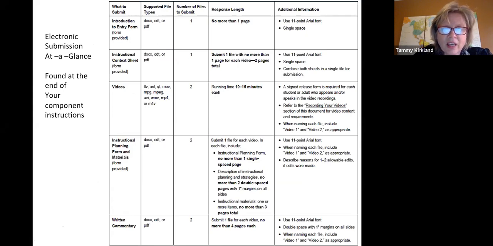If you see this page, do you see where up here it's got instructional planning form and materials? Do you see over here under this column, where my arrow is wiggling around, it says description of instructional planning and strategies, no more than 2 double-spaced pages. That is actually in your component instructions, and it does have specific questions you have to answer. And again, you will do this for each video.